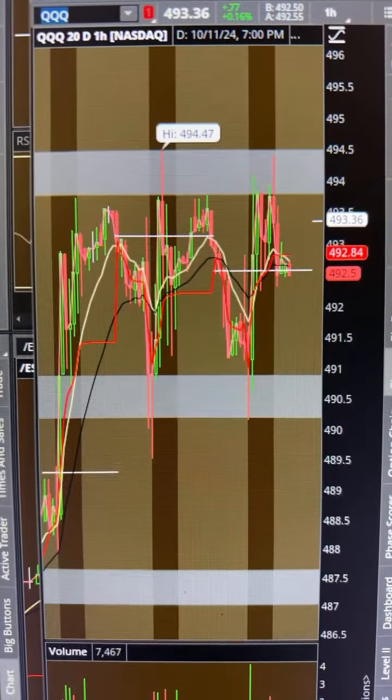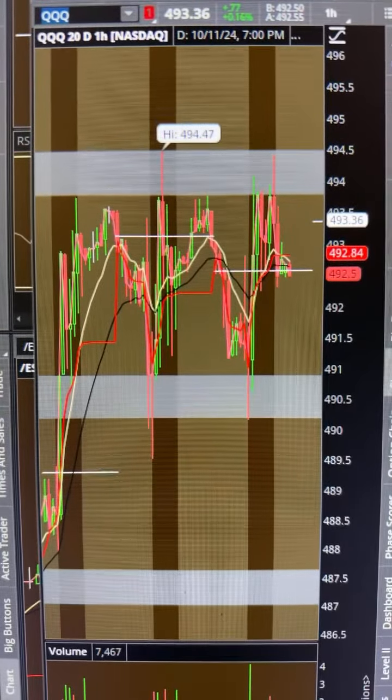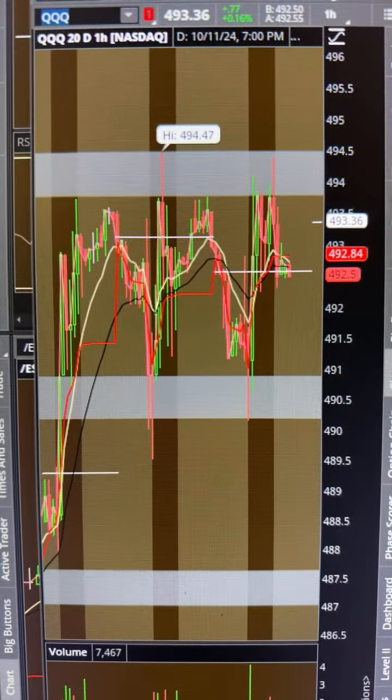The second zone goes from 490.9 to 490, about a 90-cent zone on QQQ. And right now, that's the current supply. Sorry, that's the current demand. So looking for a bounce there for calls or NQ longs.